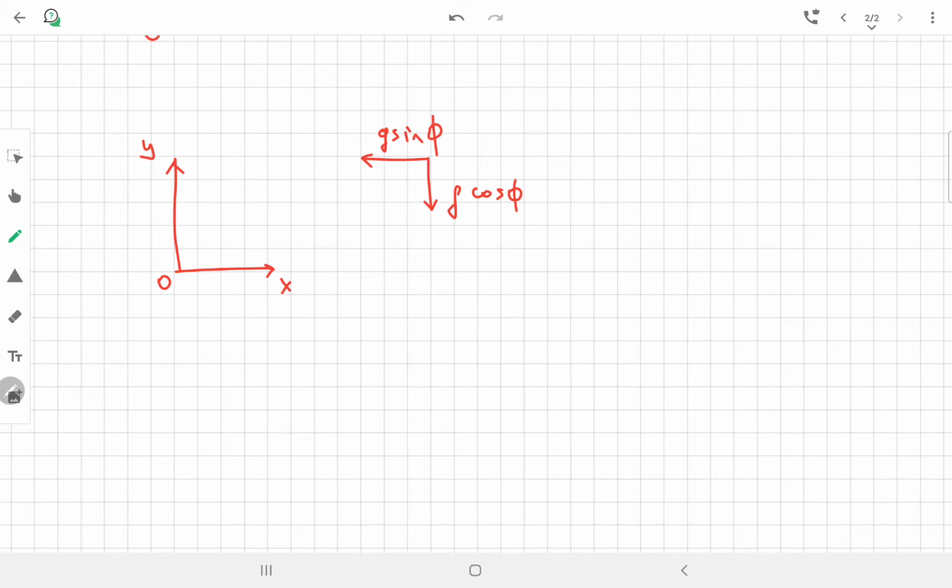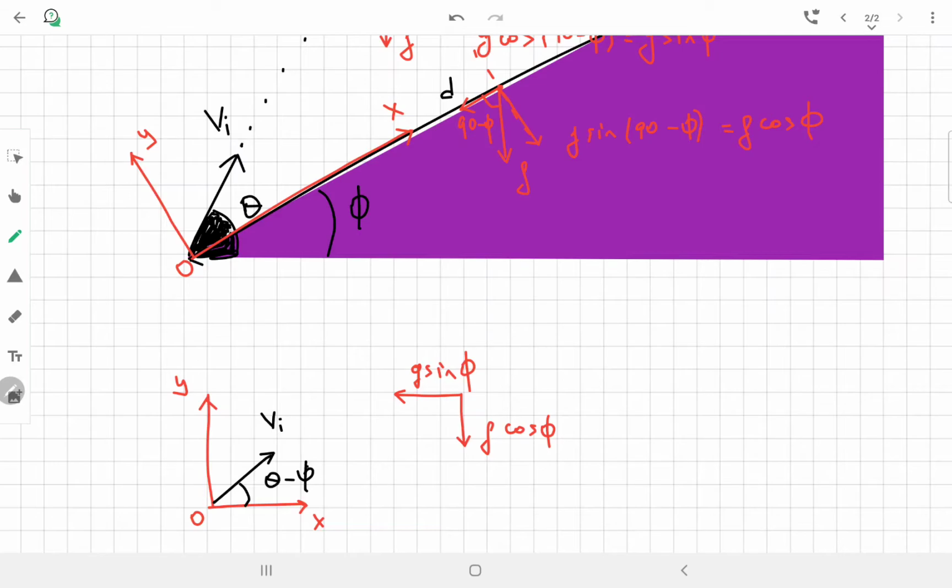If you remember in previous questions, we said that there is no acceleration in the x direction because there is no force. But this problem is different. Here we have an acceleration in the horizontal direction, so we should be careful. So this will be the initial velocity, and this angle will be theta minus phi. We need this angle, which is theta minus phi.